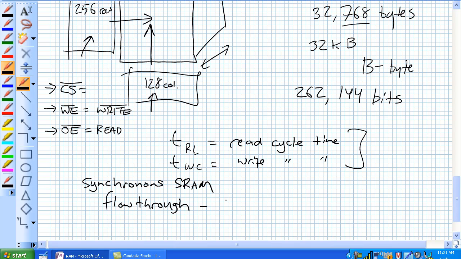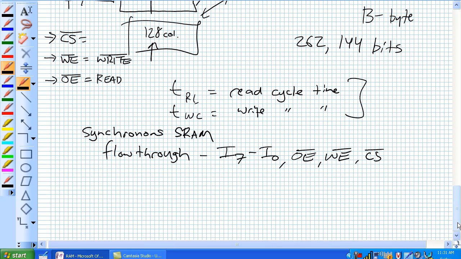Flow through, the inputs are synchronized. So in the case of an 8-bit input, the inputs are synchronized, and that's our output enable, write enable, our chip selects, etc. Those are all synchronized with the clock, but our outputs aren't.